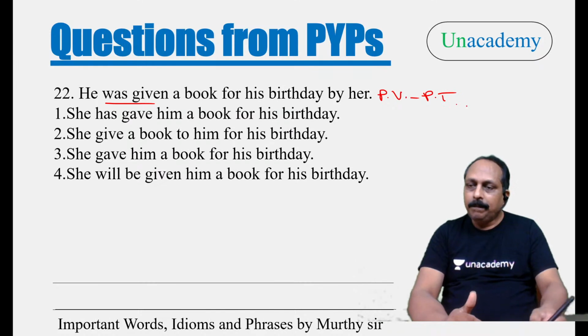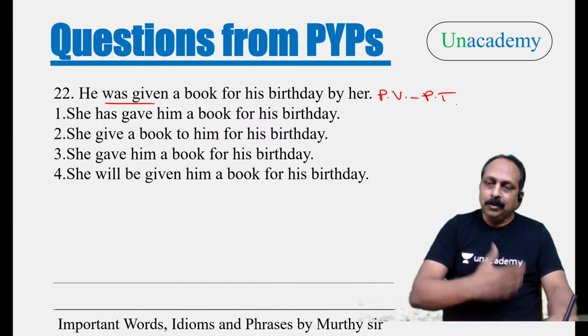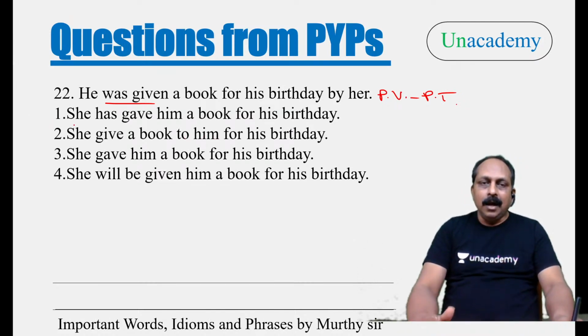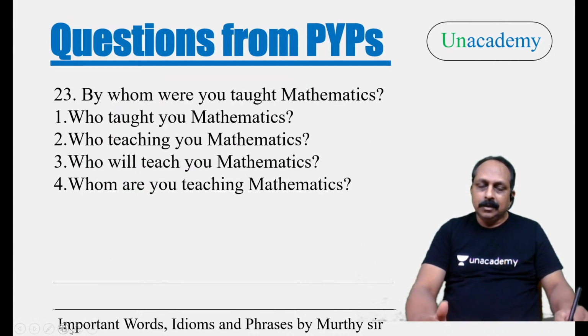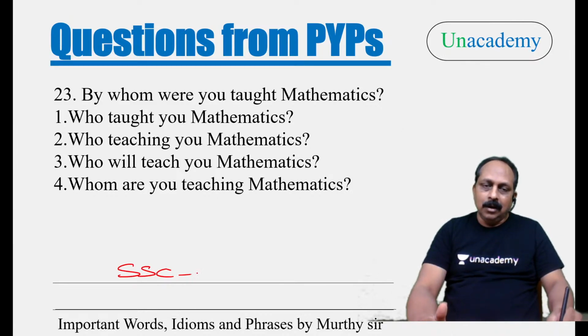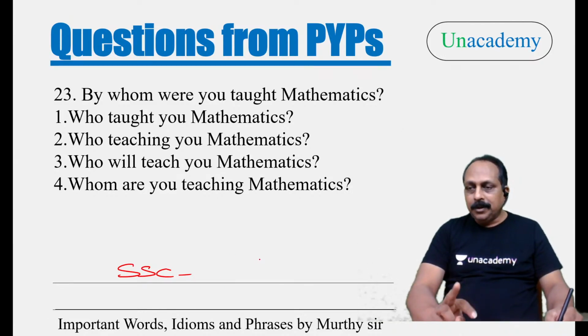Was given. Past tense. Then you have to look for active voice past tense. Has, gave, grammatically wrong. Give, grammatically wrong. And will be given future passive voice, not correct. So what is the answer here? She gave him a book for his birthday. This is active voice, past tense. Tenses are the key. And remember SSC, a lot of questions on two topics, active voice, passive voice, direct and indirect.